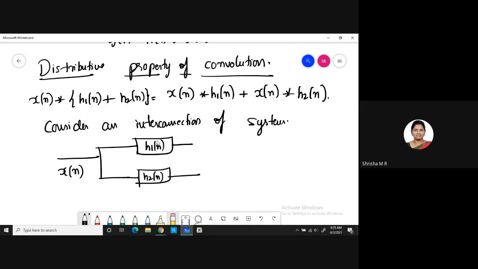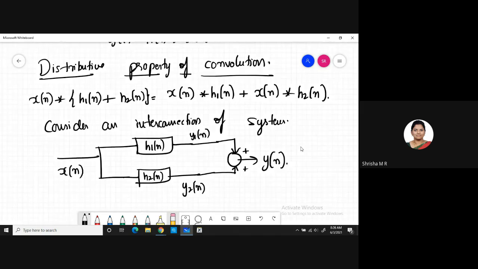Okay, so we have systems with impulse responses h1 of n and h2 of n. y1 of n is the output from h1 of n, and y2 of n is the output from h2 of n, with x of n given as the input. So you get y1 of n plus y2 of n. If we add them, that will be equal to y of n. So y of n is equal to y1 of n plus y2 of n. This is the systems in parallel. If you have systems in parallel, you can replace them with h1 of n plus h2 of n.